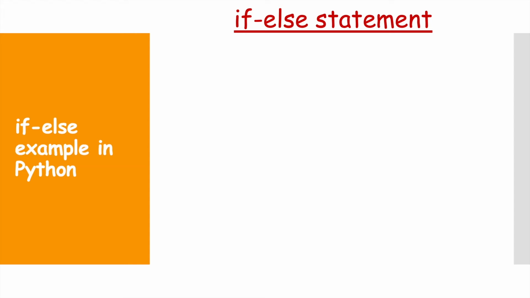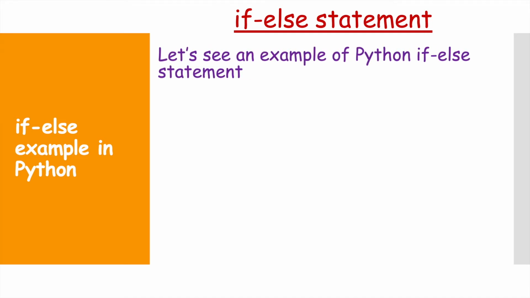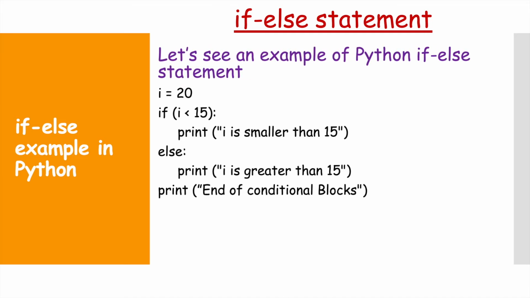Let's see an example of if-else in Python. Here you have a variable I that is equal to 20. If I is less than 15, that is the test expression with the if, then you are going to print "I is smaller than 15". Else, if the expression is false, then you are going to execute the statement print "I is greater than 15". Then you have another print statement after the if-else block, that is "end of conditional blocks".